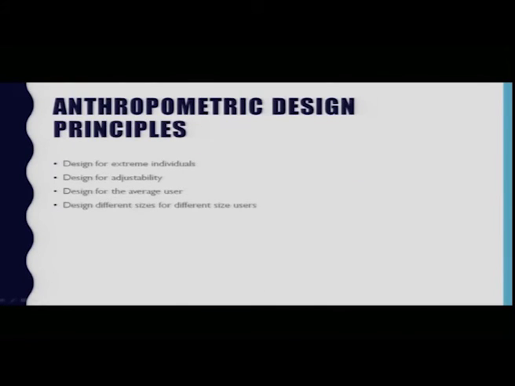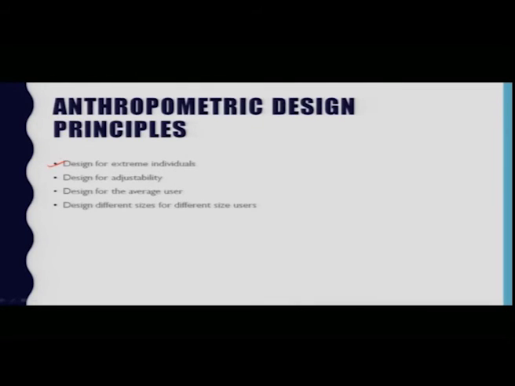So, now we go to the next topic, that is anthropometric design principles. Those design principles are: design for extreme individuals, design for adjustability, design for the average user, and design different sizes for different size users. Basically these are the principles and guidelines which have been developed for applying anthropometric data.